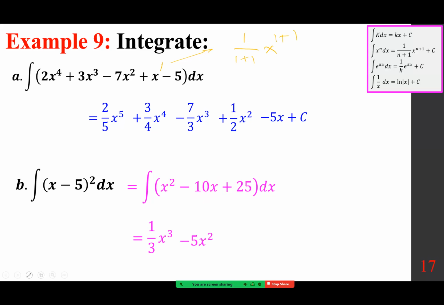So let me quickly show you. So for this one, you would say minus 10 divided by 1 plus 1 times x to the power 1 plus 1, because the exponent for x is 1, plus 25x and a constant. We are done. And again, remember, the answer is a family of functions. The answer is not unique. We have infinitely many solutions. That's why this is also known as indefinite integral.